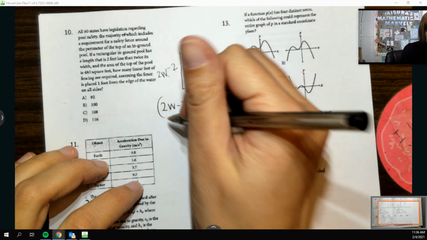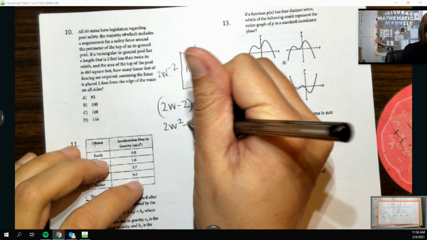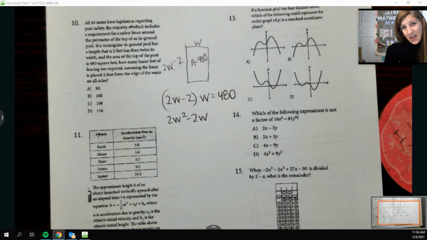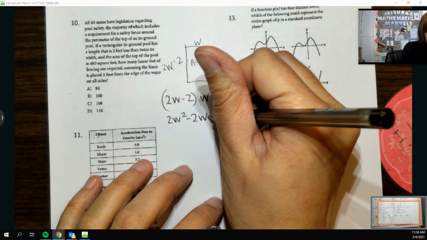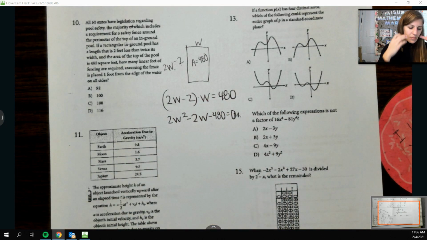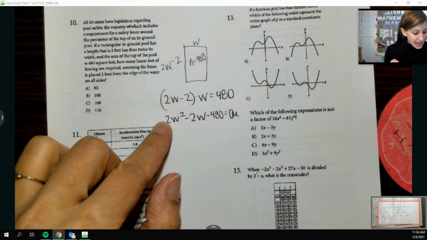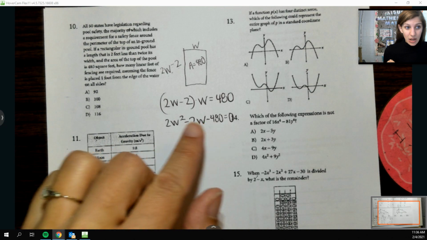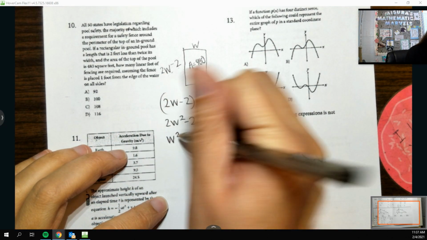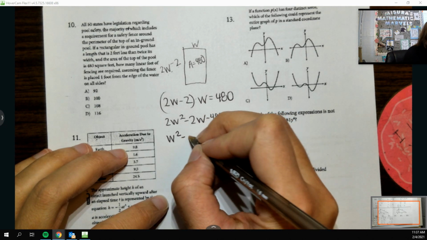I do kind of want to times this out here. So I'll distribute the W and we'll have 2W squared minus 2W, which makes this a quadratic that if I want to solve, I need to be equal to 0. So subtract that 480 over. Now, when I'm going to try to factor this one, because that's the fastest way to solve, I need to take out this common factor that they all have. They're all divisible by 2. I just want to divide that 2 out, so I'm dealing with smaller numbers, and it makes factoring much easier.